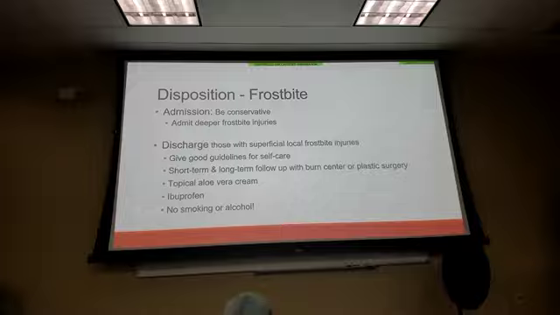Now we want to avoid anything that can cause further vasoconstriction, like smoking, nicotine can cause it, alcohol. So we want to try to avoid those things if we're going to discharge them.